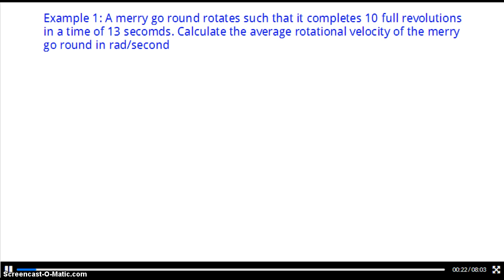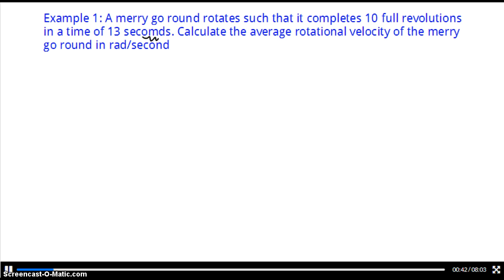A merry-go-round rotates such that it completes 10 full revolutions in a time of 13 seconds. Please forgive the fact that seconds is spelled wrong. For whatever reason, Android tablets don't do autocorrect. I said, calculate the average rotational velocity of the merry-go-round in radians per second.